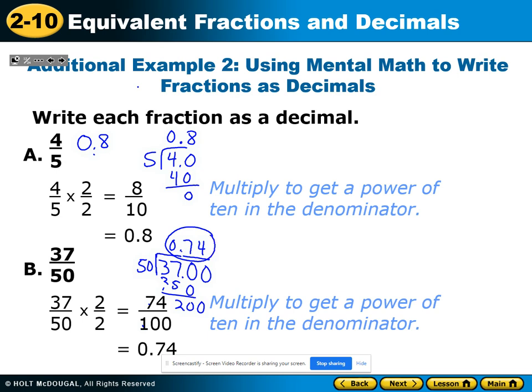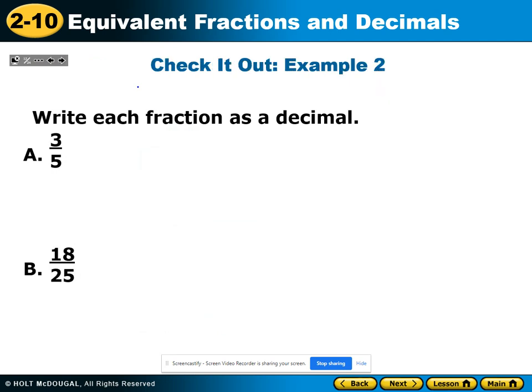Sometimes using the fraction to get the answer works. If you can get to a 10, 8 tenths, I know how to write that. 74 hundredths, I know how to write that. With these fractions, if you can get to a 10 on the bottom, or you can get to 100 on the bottom, it may make it easier. All right, write each fraction as a decimal.